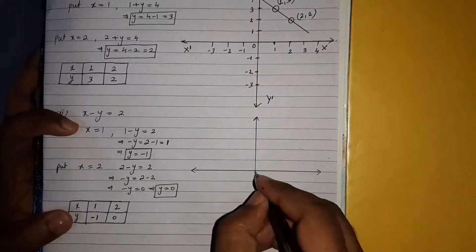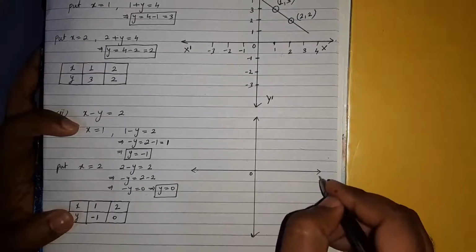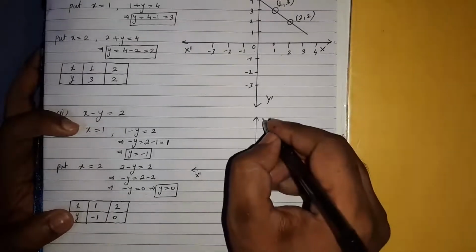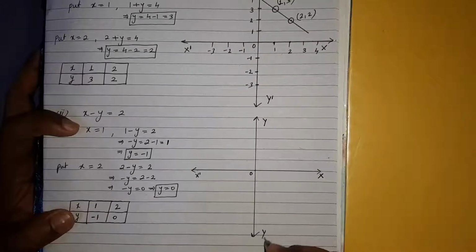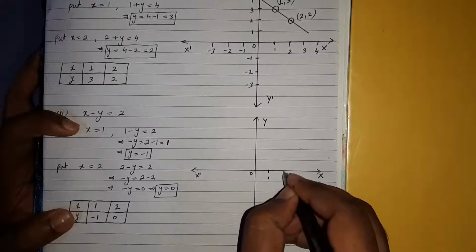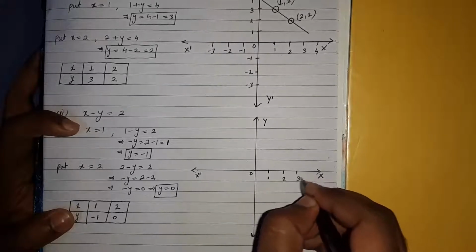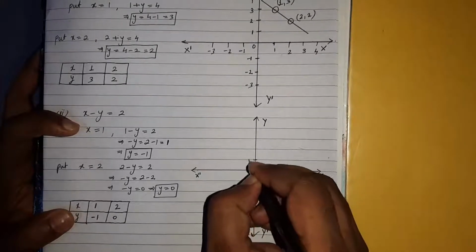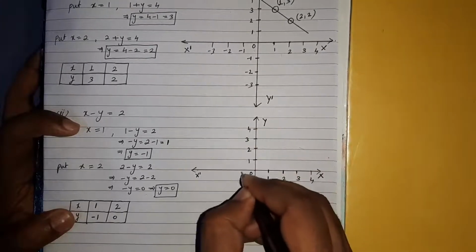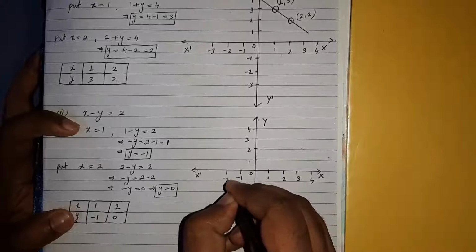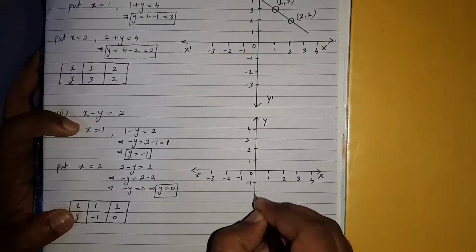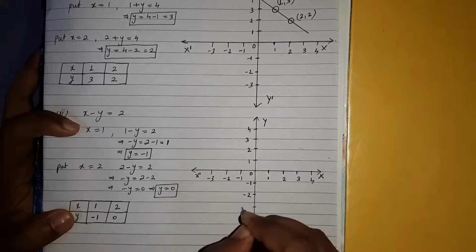This is the origin. Positive x axis, negative x axis, positive y axis and negative y axis. Suppose this is 1 2 3 4, 1 2 3 4, minus 1 minus 2 minus 3, minus 1 minus 2 minus 3.